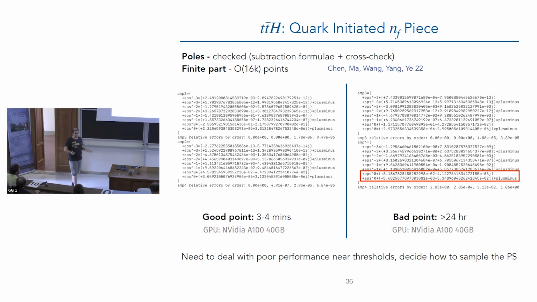Unfortunately, when you get close to thresholds, of course, it gets harder. And we have some bad points where we get quite poor convergence. This is one of the worst points that we have. We get quite poor convergence, even after quite a lot of integration time. So it's certainly an open question, how to deal with the performance near these thresholds.